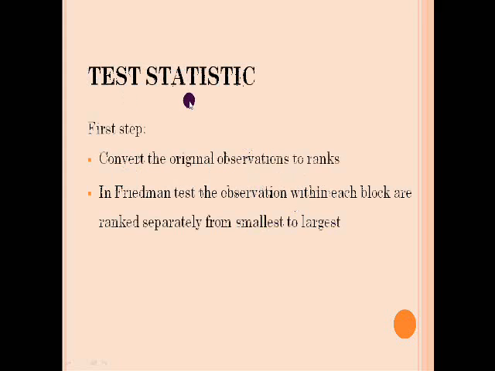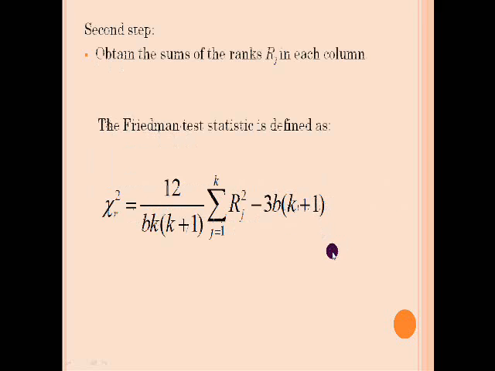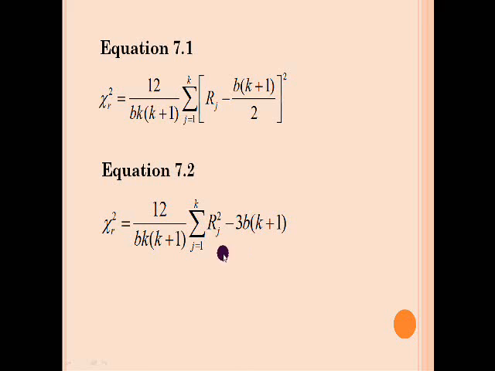The test statistic. Firstly, we need to convert the original observations into ranks. In the Friedman test, the observations within each block are ranked separately from smallest to largest. Secondly, we need to obtain the sums of the ranks Rj in each column. The Friedman test statistic is defined as the equation below. This is the equation.